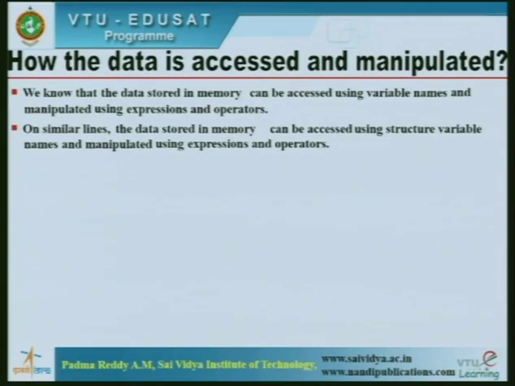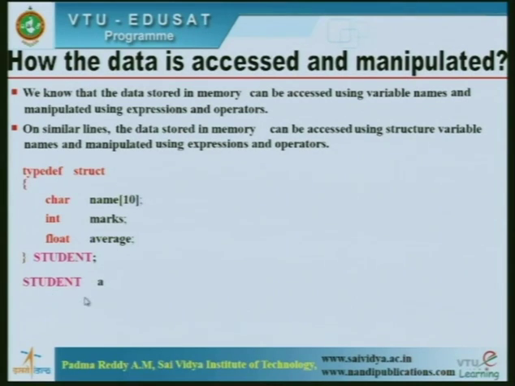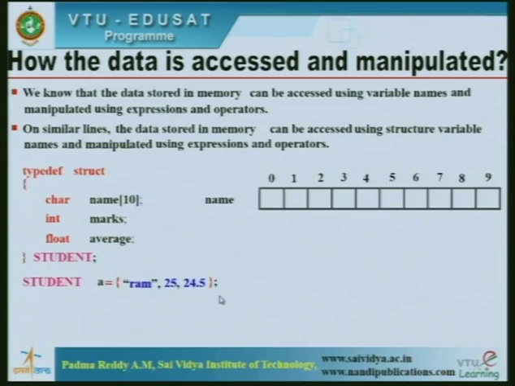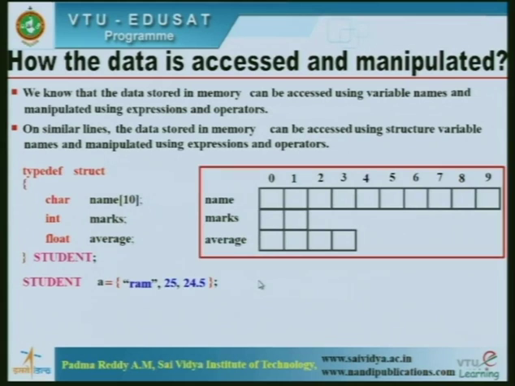Now, look at this structure here. What type of structure is it? It is a type defined structure because of the keyword typedef. Now, if I declare a variable A and initialize it to RAM 25 24.5, ending with the semicolon, memory will be allocated like this. The entire block is identified by the name A. Now, this RAM will be copied here, terminated with a null character. Then here we get 25, and here we get 24.5.